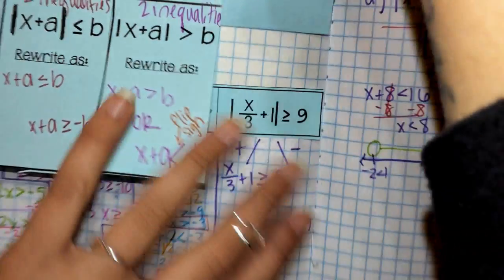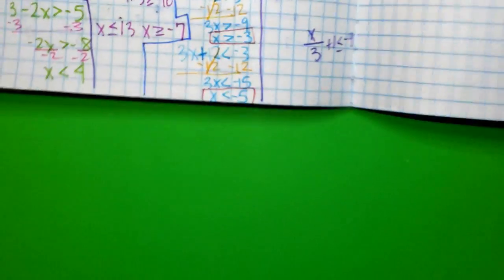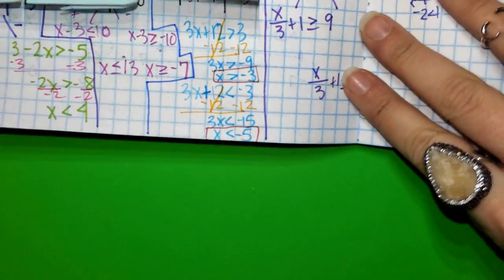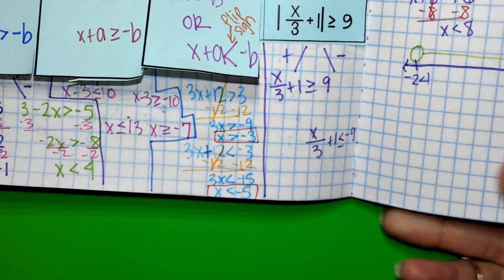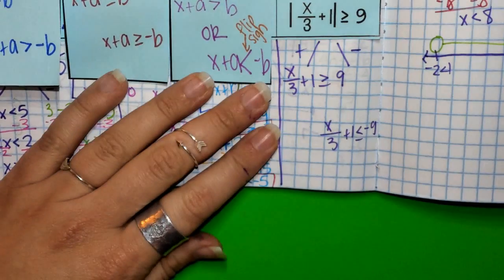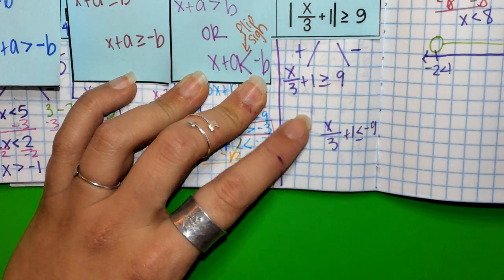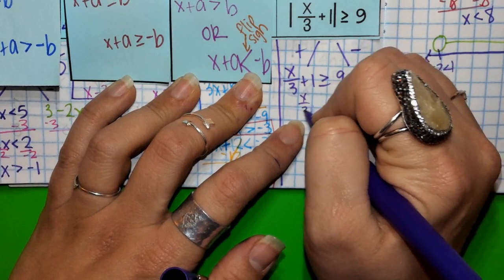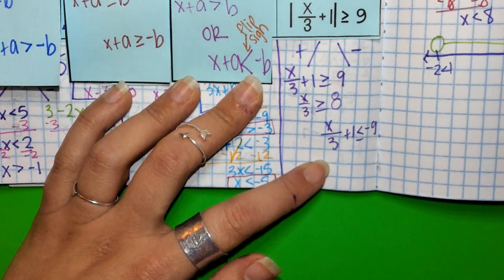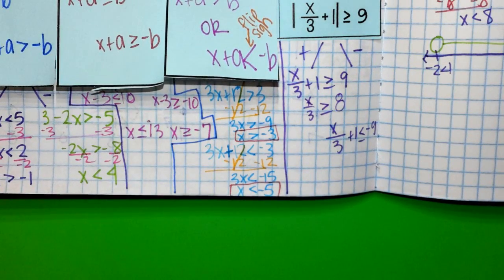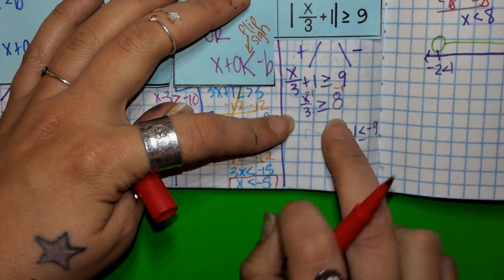Okay. Let me move it up so we can all see. Fantastic. Alright, now, what is the first thing we need to do here? Minus 1. So it would be x divided by 3 is greater than or equal to what? 8. So we subtracted 1. We minus 1 from both sides, and we got 8.